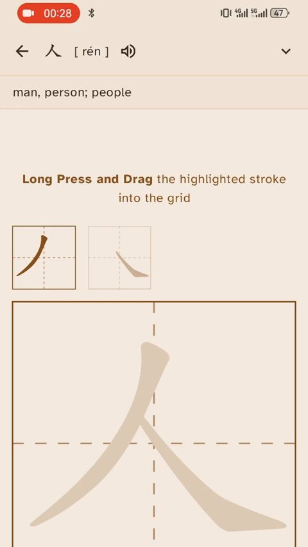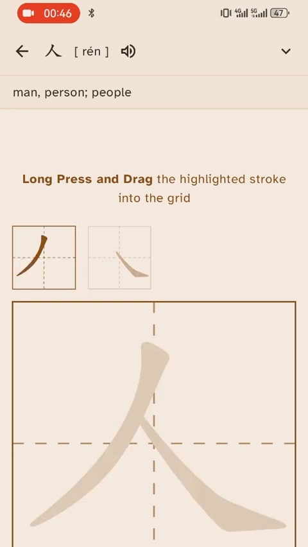So this Chinese character is pronounced as 人. Its English meaning is man, person, people. So this character is very easy. It only has two strokes. This is the first one, and this is the second one.